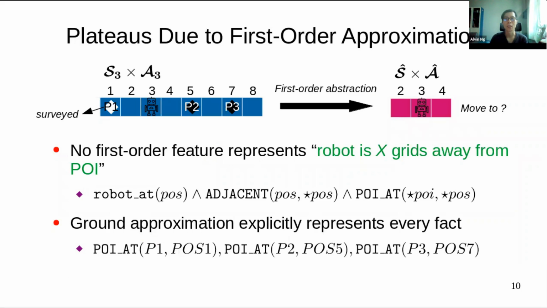Due to the increased abstraction, we observe plateaus in the first-order approximation. On the left of the figure, we have the full state description of a planning problem, and on the right, we have the abstracted state action space. With the full state description, we can see that the robot should move to the right to survey P2. However, with the abstracted state action space, since there are no POIs in any of the locations, moving to the left or right will have the same Q values, and we have a plateau in this particular state.